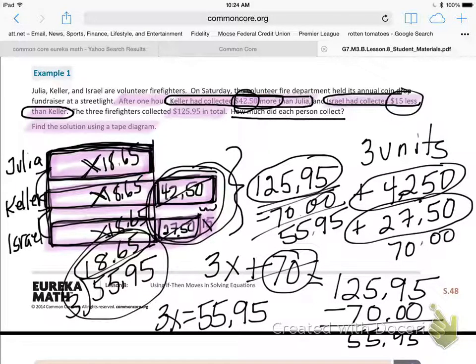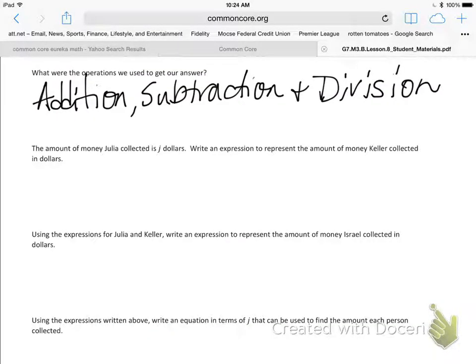And then, of course, we had 3 pieces to figure out, so we divided by 3, and we got the 18.65 each. The operations we used: we added these together, and then we subtracted that 70 away from both sides, or from our total. We got our 55.95, and we did division. So we had to do addition, then subtraction, and then we finally did division. So 3 operations of math to get that problem done. What were the operations we used to get our answer? Addition, subtraction, and division.